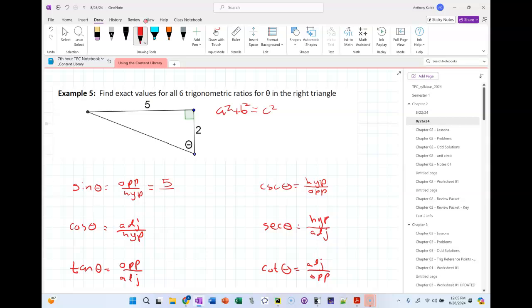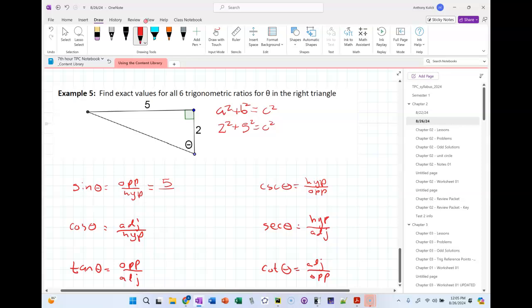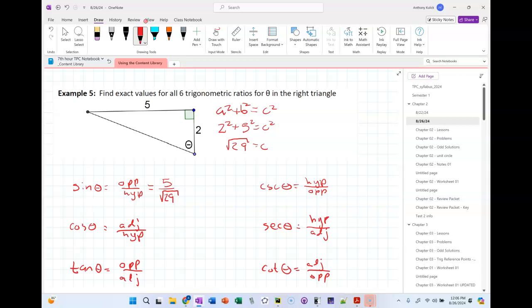Everybody's good? Okay. So I have, say, 2 squared plus 5 squared equals c squared. 2 squared is 4. 5 squared is 25. 4 plus 25 is 29, and then we'll square root both sides to get rid of the squared off the c. So that's my hypotenuse. Everybody okay with how we did that? Does that answer look okay? No, what don't we like about this answer?